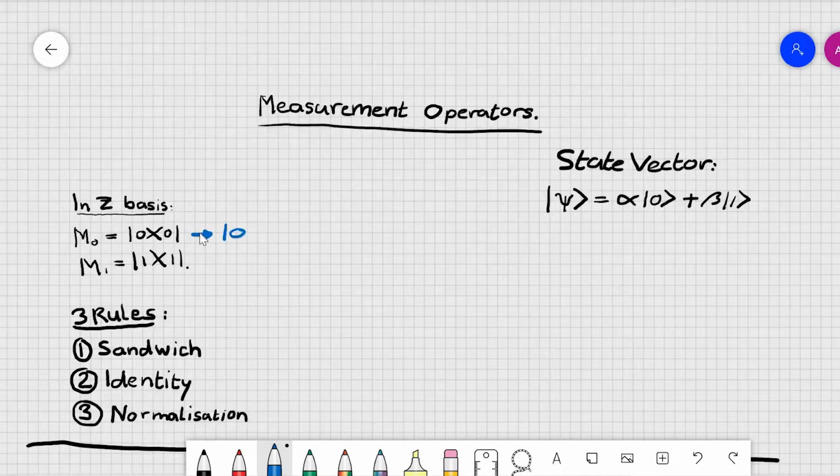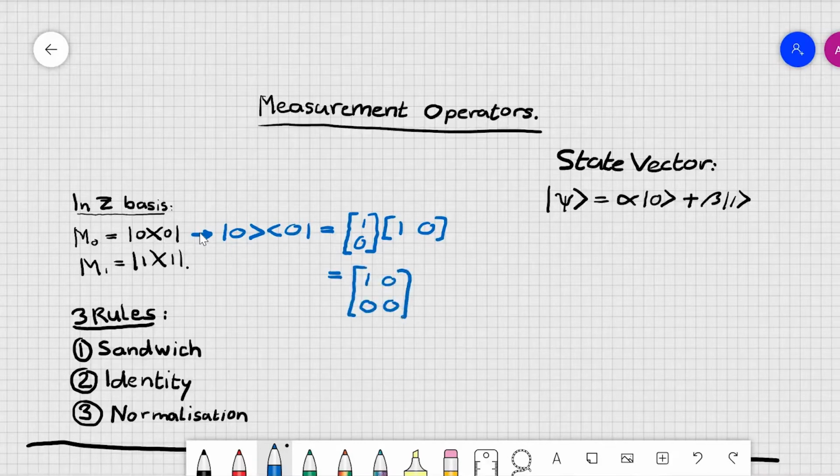So for example, if we take |0⟩⟨0|, then that's nothing else than just ket 0, bra 0. So just a multiplication of the column vector (1, 0) and the row vector (1, 0), which results in a 2 by 2 matrix [[1, 0], [0, 0]]. Likewise, the measurement operator |1⟩⟨1| is the matrix [[0, 0], [0, 1]].